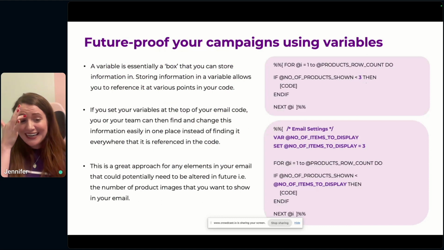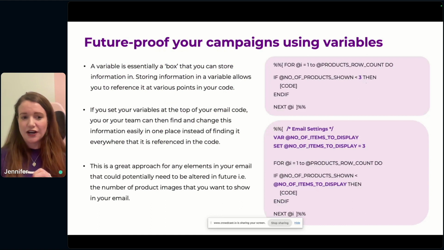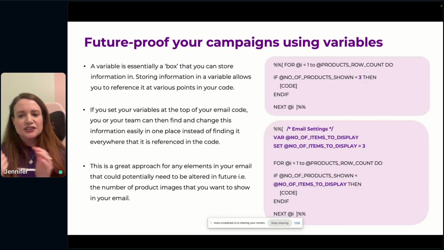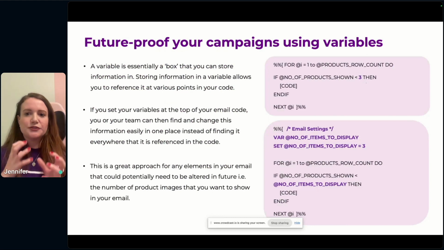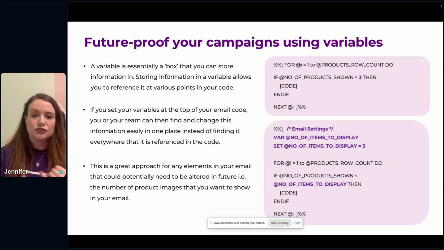This is a really great approach for any elements in your email that could potentially need to be altered in future, like the number of product images that you want to show in your email. I implore you to have a think, when you're building an email, about what potentially could change, even if the client hasn't said it might change. I like to preempt, because it really helps to future-proof. And it means that if you're working with a team and some people aren't as technical, they can just go in the header.